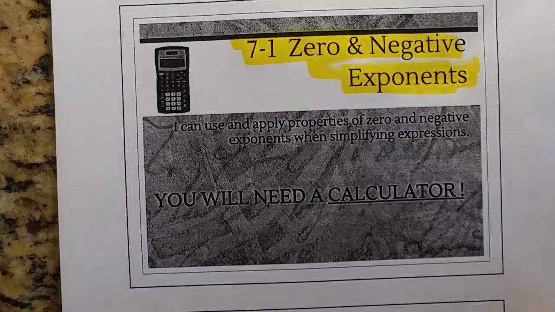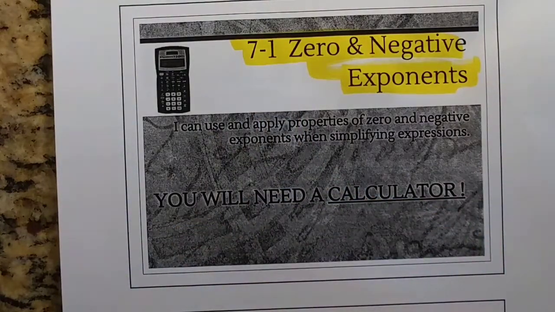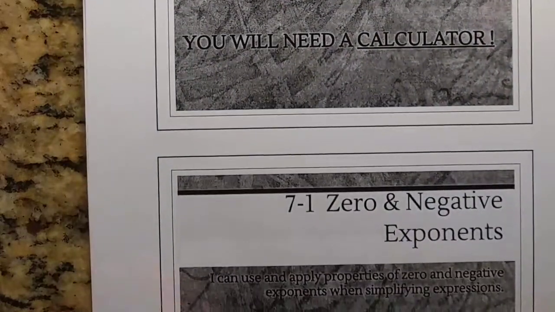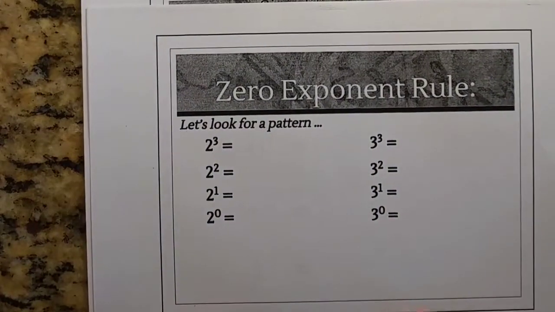Hi there. In Chapter 7, we'll be looking at simplifying expressions using the exponent rules. Today we're going to be looking at two exponent rules in Lesson 7.1, the zero and the negative exponent rule. First, let's take a look at the zero exponent rule.